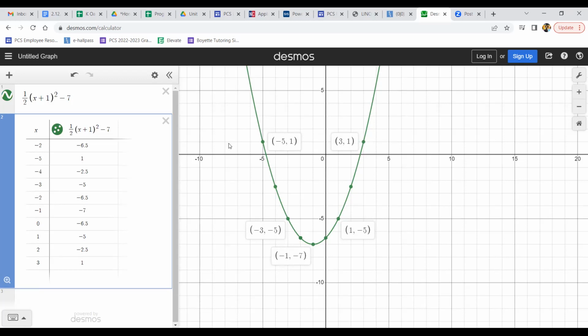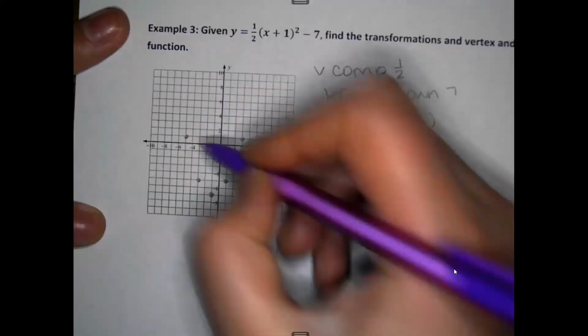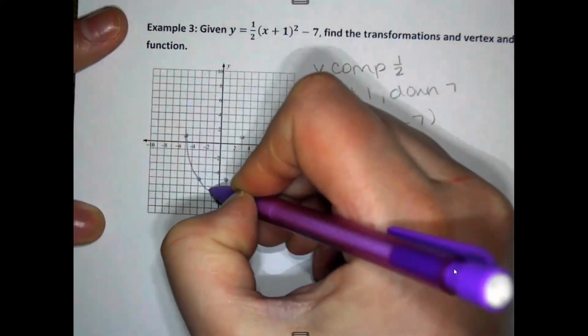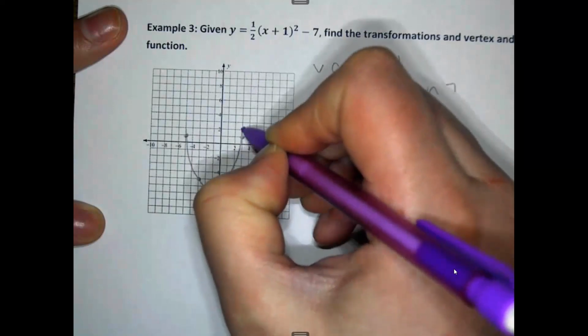So it's up to you. Whenever you see points that have decimals in them, if you want to avoid the decimals, you're certainly welcome to. Or if you don't care about decimals, then you could graph those. It's just up to you. So I didn't graph the decimals.